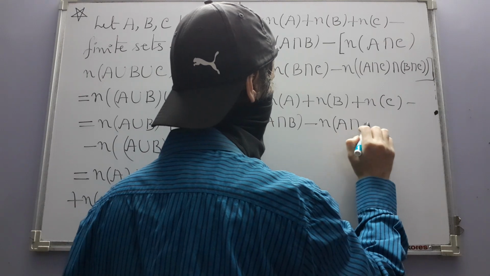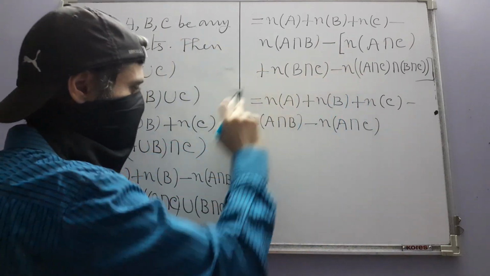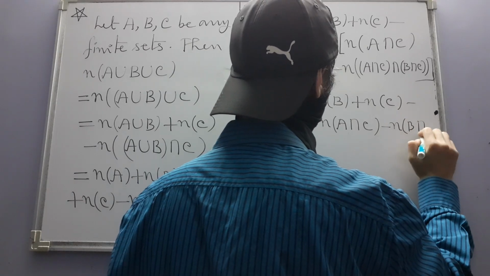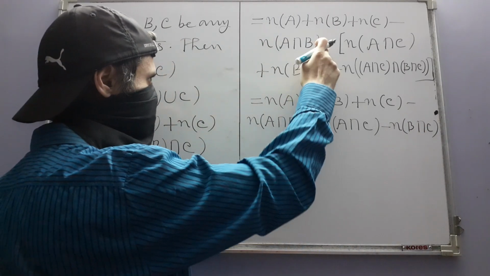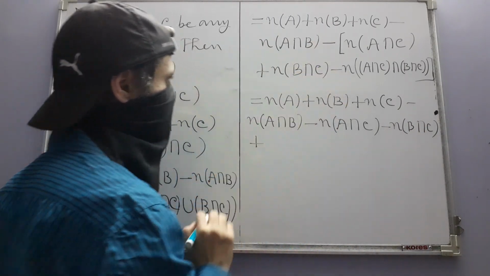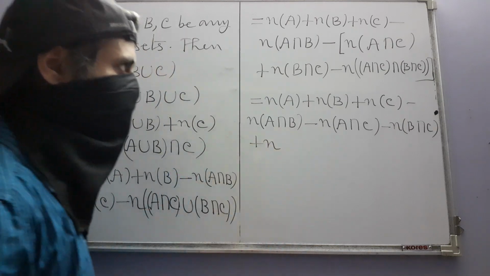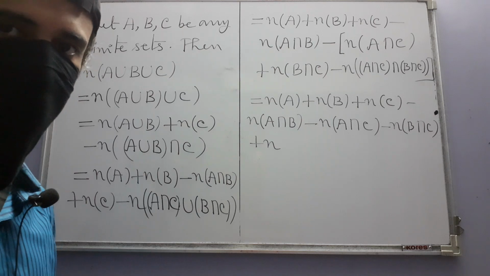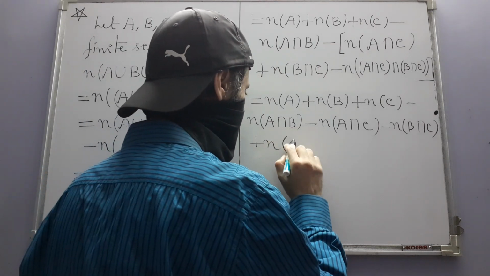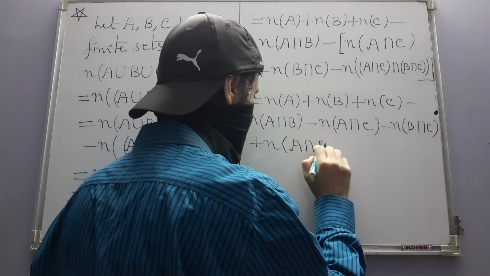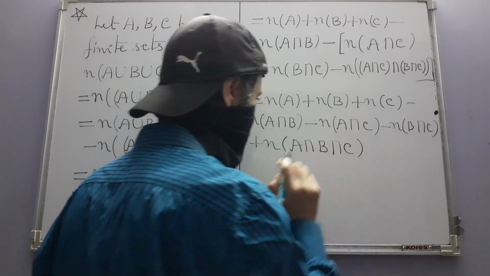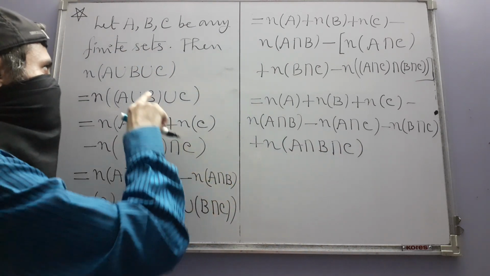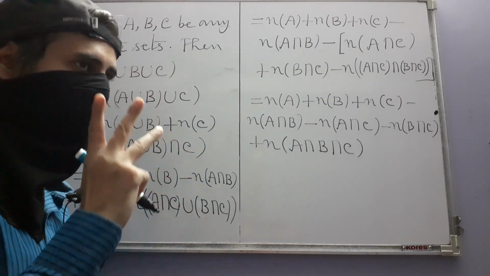NA intersection C minus N B intersection C, but then this minus and minus become plus N. Now if you intersect A intersection C and B intersection C, you actually get nothing else but simply A intersection B intersection C. So this is the formula for the number of elements in the union of three sets.